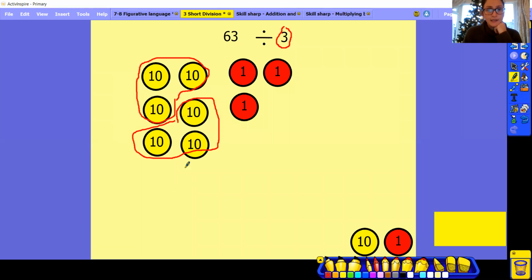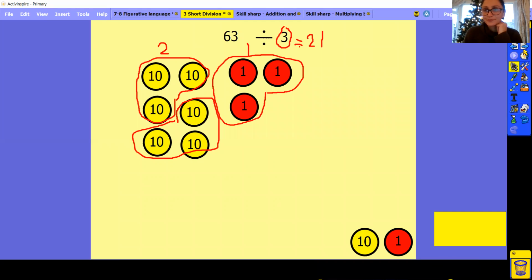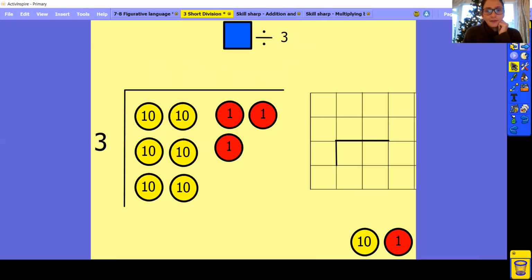Okay, there are no more tens, so we know we have 2 groups of our tens. Now we go into our ones column. So again, let's have a look. How many groups of 3 can we have? We can't make any more because there's no more. So 63 divided by 3 will equal 21. That was a terrible one. Let me do that again. 21. There we go.